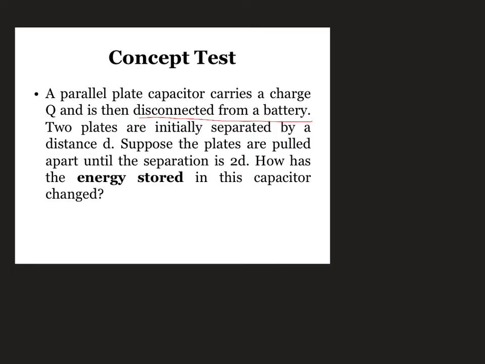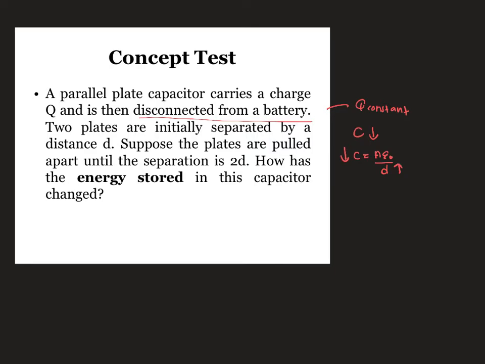So the charge is going to be constant. Q is going to be constant. Then the two plates are initially separated by the distance d. What is the effect of d on capacitance? What is the effect of increasing d on the capacitance? C is going to decrease based on the formula C equals A epsilon naught over d, because you pull the plates apart, so definitely C is going to decrease.